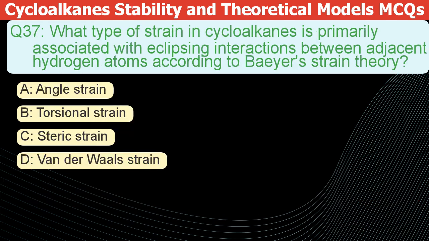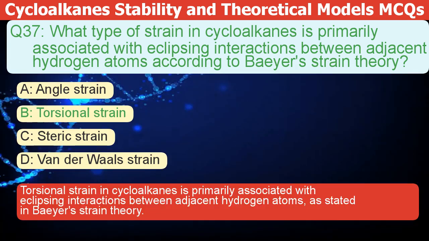What type of strain in cycloalkanes is primarily associated with eclipsing interactions between adjacent hydrogen atoms, according to Bayer's strain theory? A. Angle strain. B. Torsional strain. C. Steric strain. D. Van der Waals strain. The correct answer is B. Torsional strain in cycloalkanes is primarily associated with eclipsing interactions between adjacent hydrogen atoms, as stated in Bayer's strain theory.